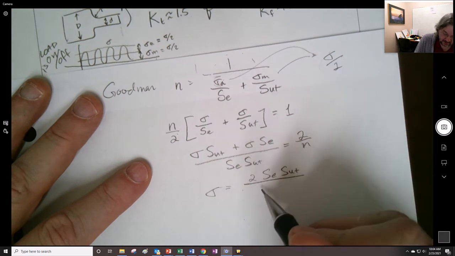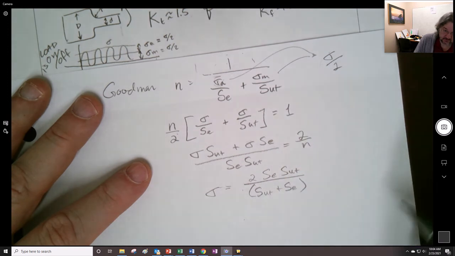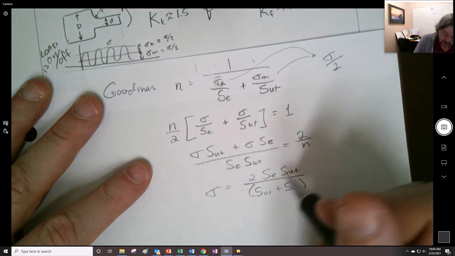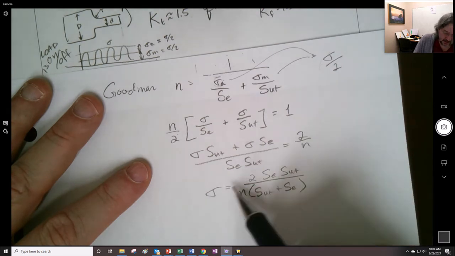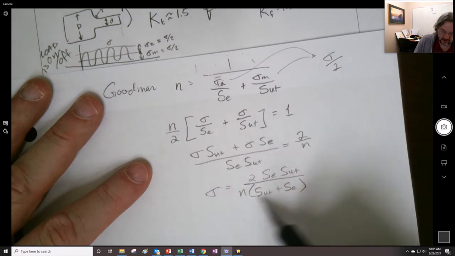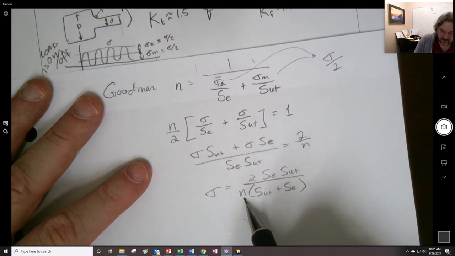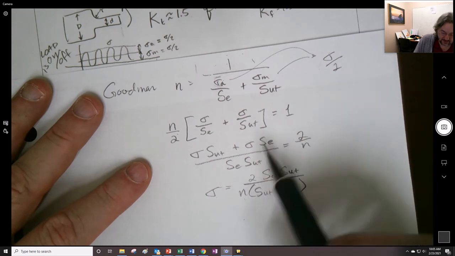Multiply that over to the side over here. And then I also have my SUT plus my SE, right? And I also have my safety factor placed in here. Now, this is going to be the allowable stress based on this information right here, right? So I have my safety factor in here, but I also have these other values.